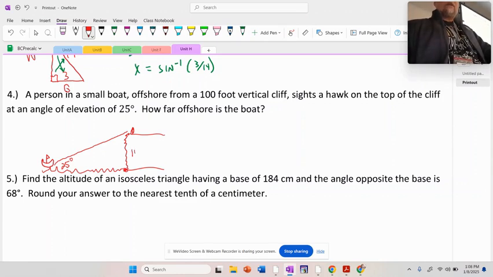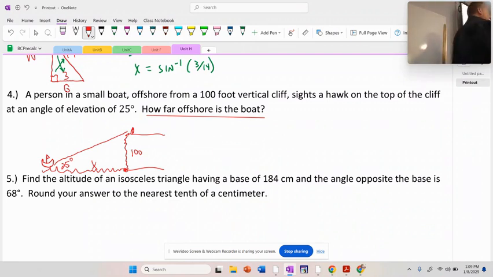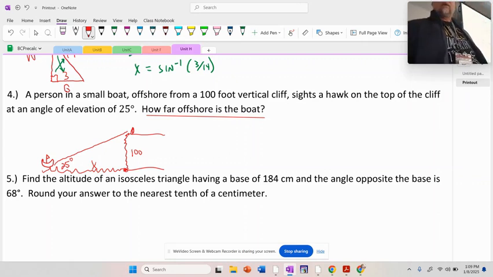And then I forgot to put this in there. That's 100. How far offshore is the boat? Well, that's easy. That's this. Okay, that's to the base of the cliff, right? So that's what X is. All right, once you make the drawing, the trig is easy. What is it? Sine, cosine, or tangent? 3, 2, 1, go. Tan.